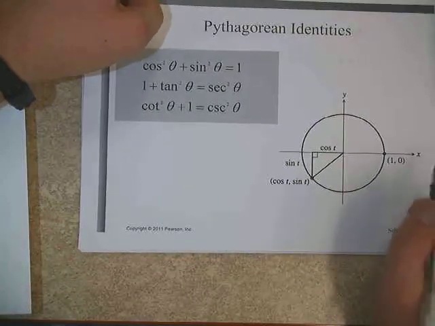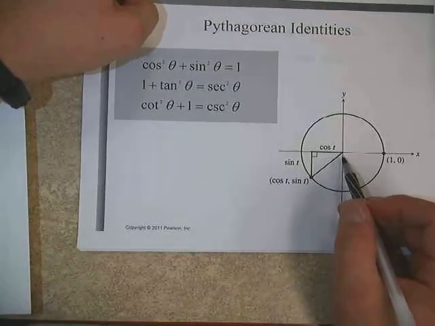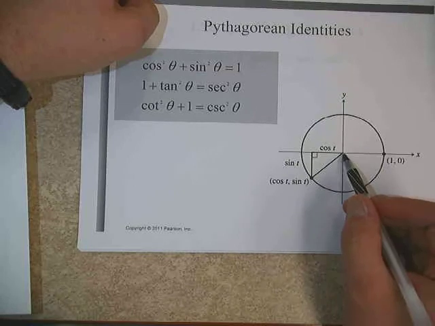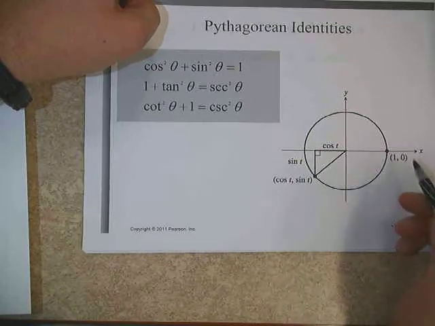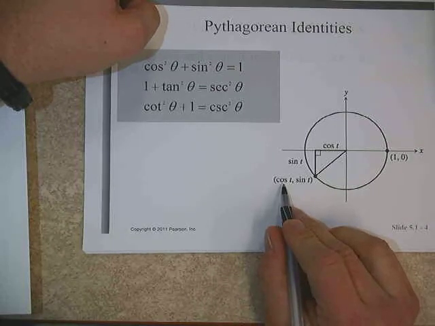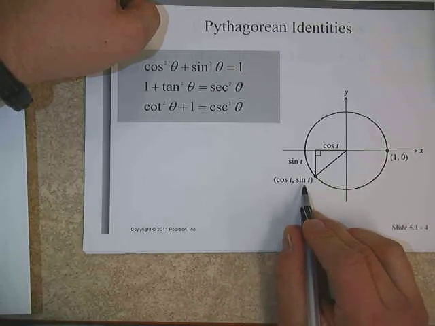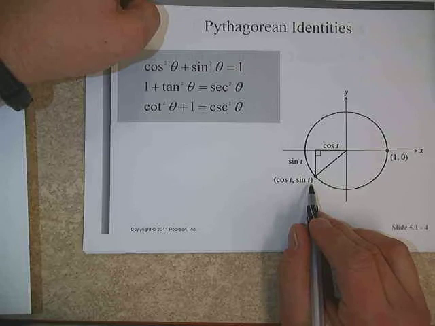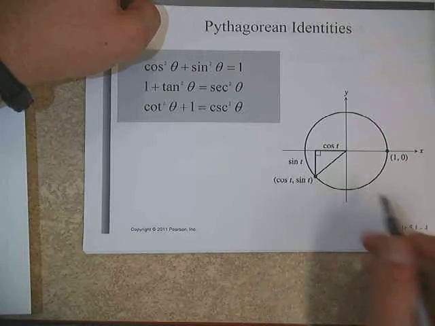First of all, why? Well, remember the unit circle is a circle with a center at (0, 0) and a radius of 1. Every point on the unit circle has coordinates (cosine t, sine t). Keep in mind the t represents the angle, so it could be t, theta, x, or whatever letter we choose.